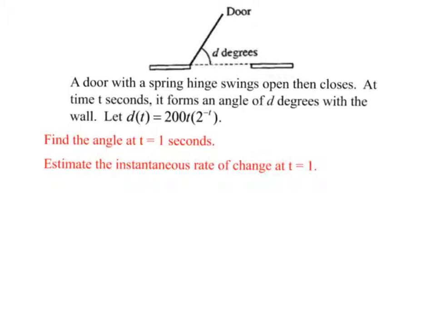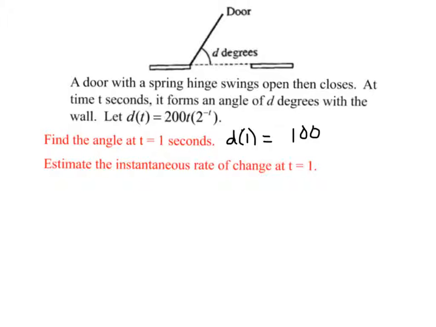So I said find the angle at 1 second. So you'll notice this is not asking for a rate of change. This is saying just find the angle. So all that is plugging 1 in. So d of 1 is plugging in 200 times 1 times 2 to the negative first, which is 100 degrees.